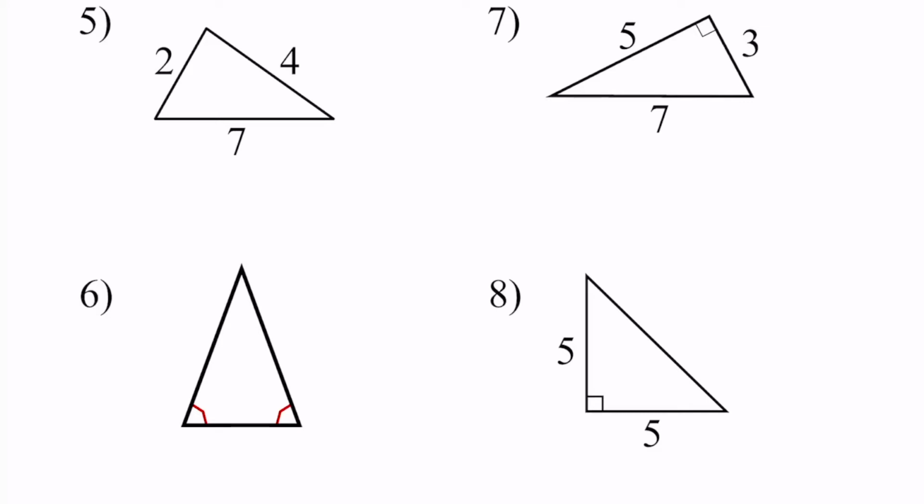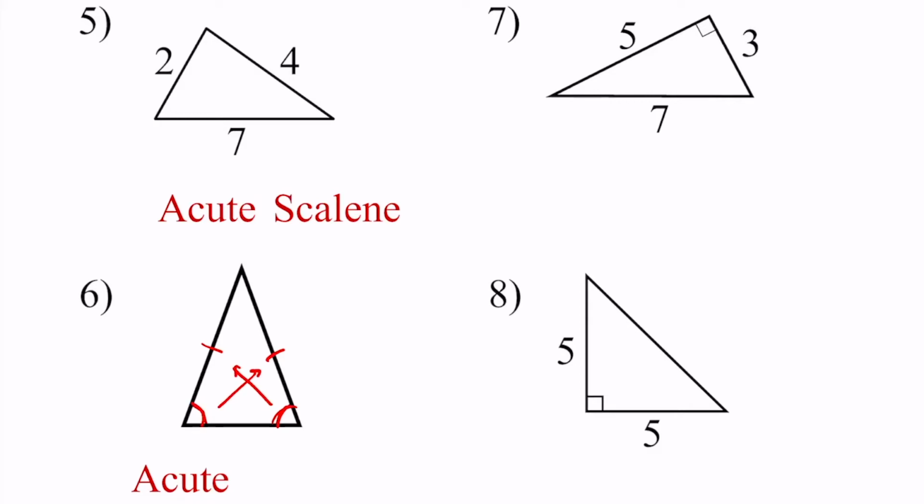Okay, so this one, 2, 4, and 7 looks acute to me, and all 3 sides are different, so it's scalene. Number 6, acute, and since these are the same angle, that means the sides opposite them are going to be congruent. So that means it's an isosceles triangle because there's only 2 of them. Number 7, we have this symbol here, so it's going to be a right angle if you're naming it by its angle, and 3, 5, and 7 are different sides, so it's going to be scalene.